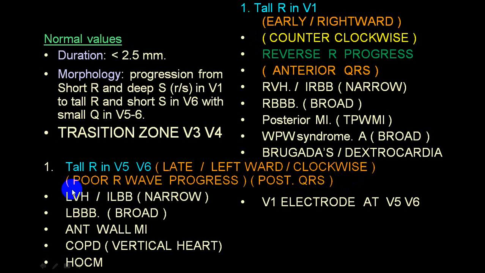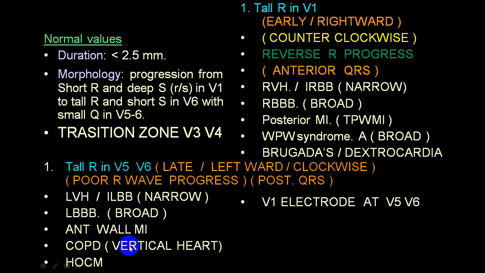This will be characteristic in a person who has LVH or incomplete left bundle branch block. Classical left bundle branch block will have a broad QRS complex, while in incomplete left bundle branch block it will be a narrow QRS complex. Even in case of an anterior wall infarct, the R wave progression will be poor. So this is one of the criteria where you identify by looking at the R wave progression.